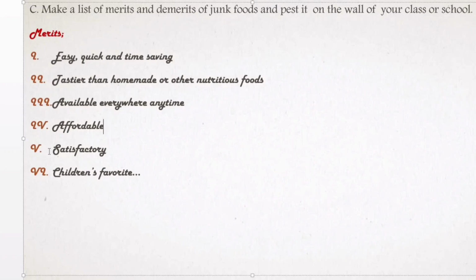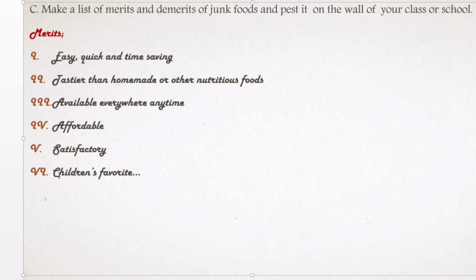Fifth one, satisfactory. When you eat junk foods, it makes you satisfied. It makes you content, unlike homemade food. When you eat homemade food, you will not be satisfied. But when you eat junk foods, you will be satisfied. The taste is better. So these are the advantages or merits.